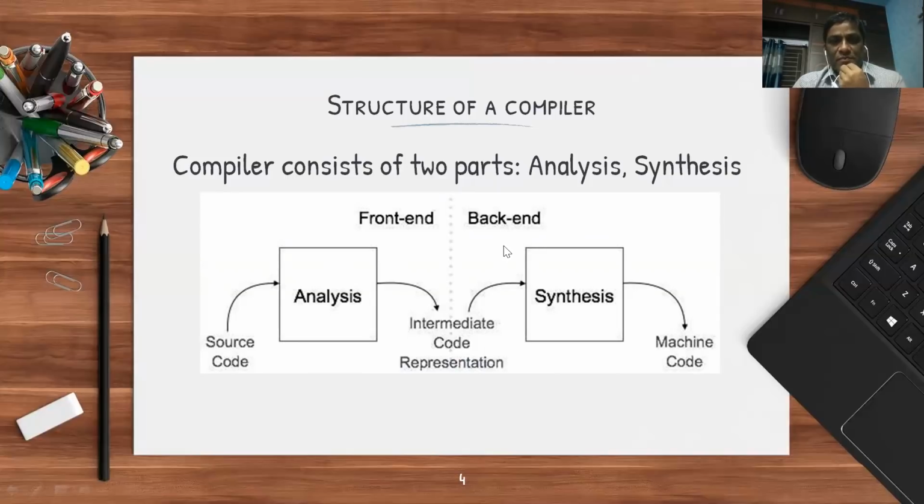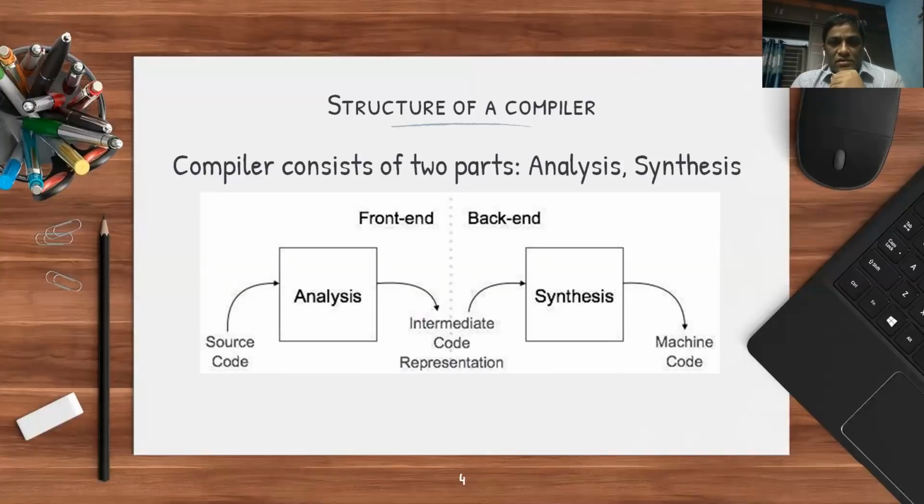of the compiler, right? In the front end of the compiler, that means in the analysis part, source code is converted into intermediate code representation. Okay, so the analysis part is responsible for converting the given source code into intermediate code representation.